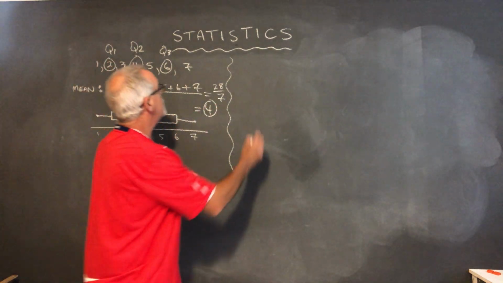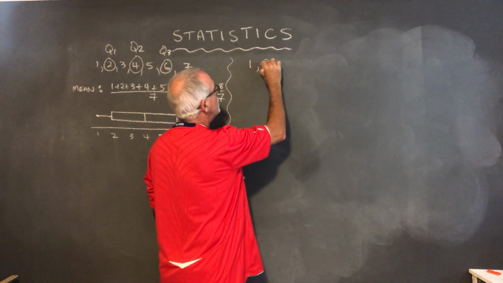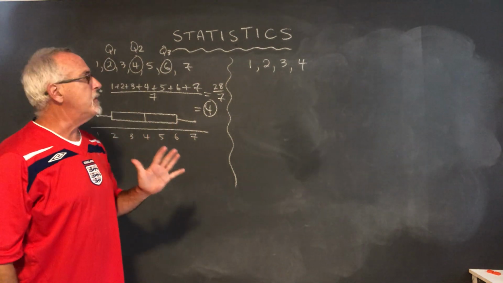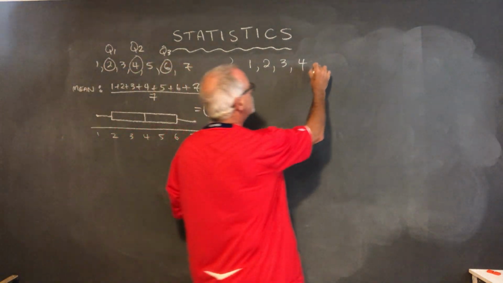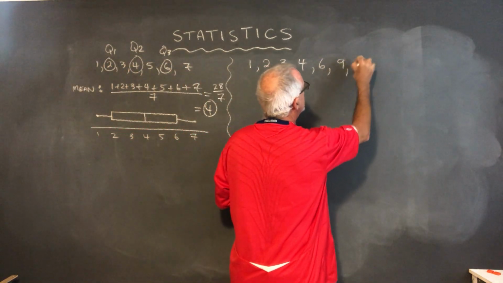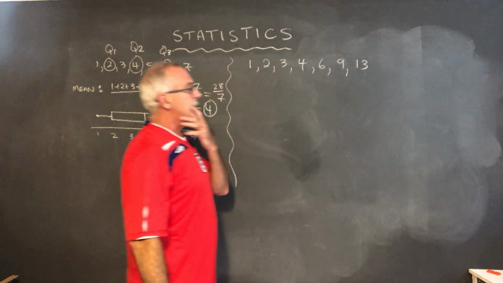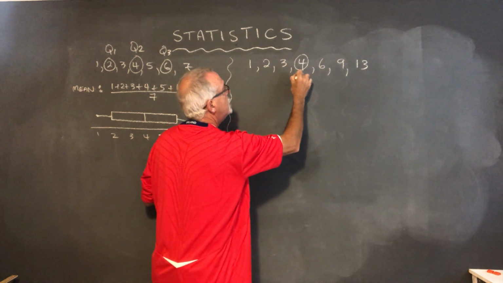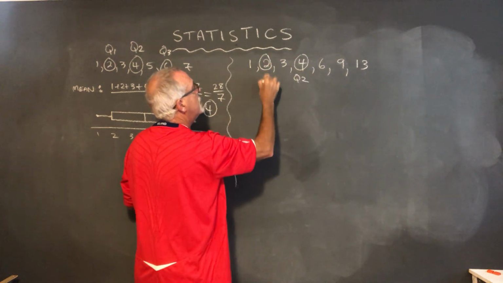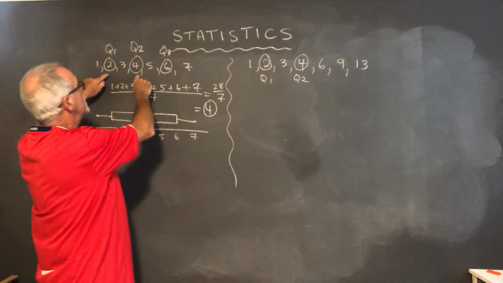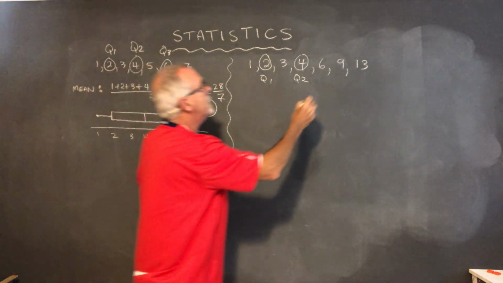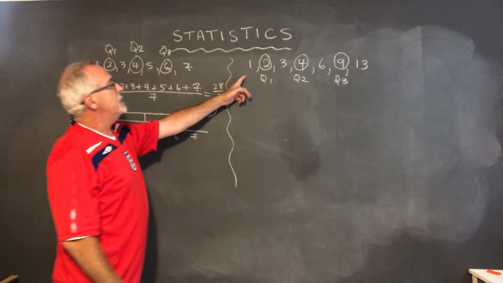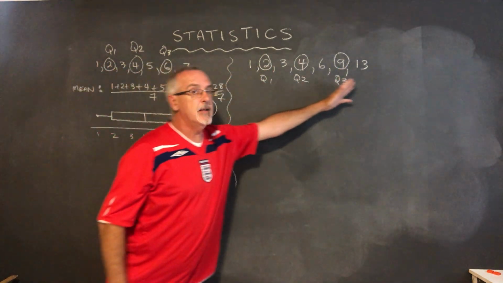So I'm going to change the data a little bit. I'm going to start off the same way. 1, 2, 3, 4 are still going to be my first 4 data points, but now I'm going to stretch it out. I'm going to put a 6, a 9, and a 13 as the last data points. So doing the same thing, Q2 is 4. Q1 is 2. Same Q2 and same Q1 we had over here. But Q3 is going to be 9 with this data. The min is 1 again, but the max is now 13.